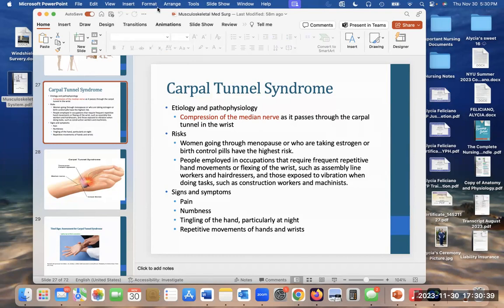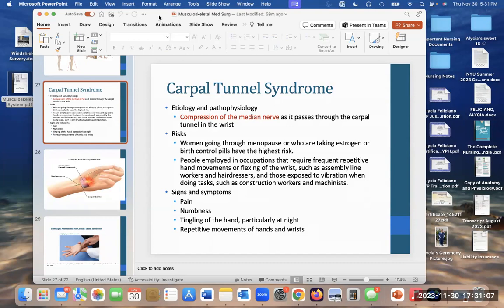One, women who go through menopause because of all the hormonal changes that they're having in their body. People who are taking estrogen or birth control pills also have a risk because of the balance of the hormones. Who else? People who are employed in jobs with repetitive typing motions and use their wrists a lot, like hairdressers, secretaries, construction workers. They're at high risk for carpal tunnel, and it's very painful.